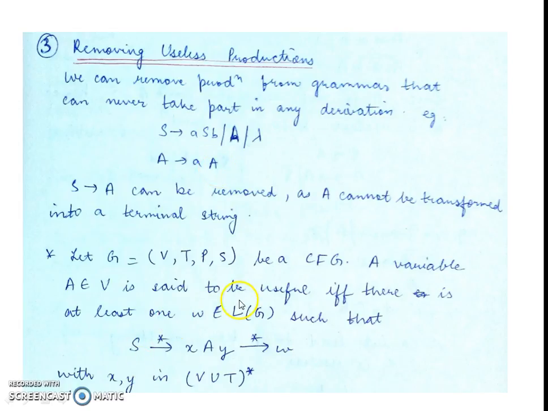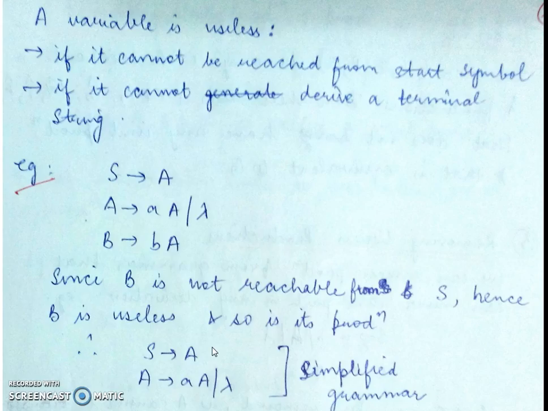Now, a variable is said to be useful if it is involved in any derivation. So A is useful here. If it can be reached from the starting variable and it can generate a terminal string, then A is said to be useful. So what I will say in a gist is, a variable is useless if it cannot be reached from the start symbol or it cannot derive a terminal string.